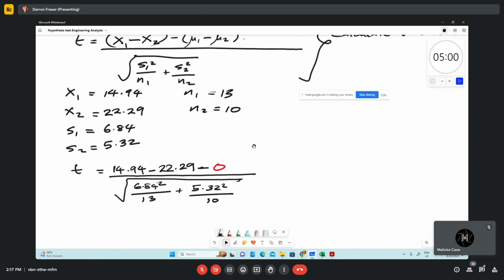All right, so 22.29 minus 14.94, divided by the square root of 6.84 squared over 13, so this will give me 3.6 basically, plus 5.32 squared divided by 10. It's 2.83.